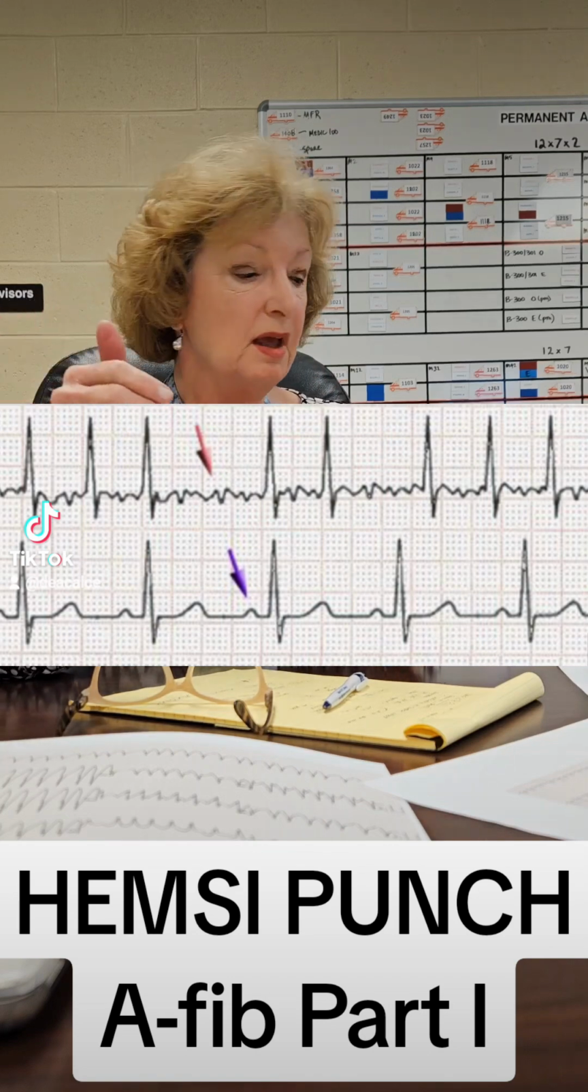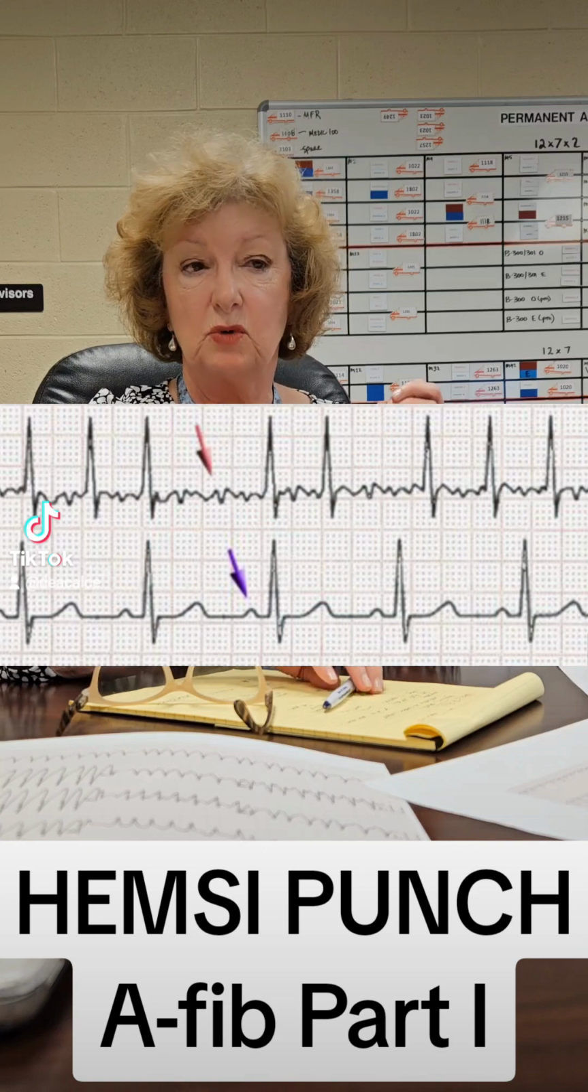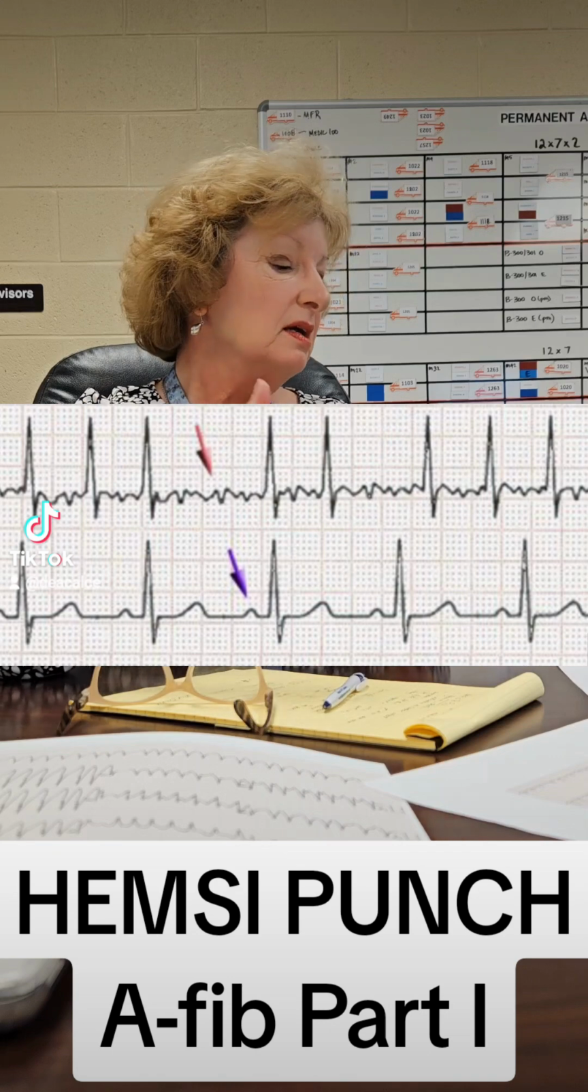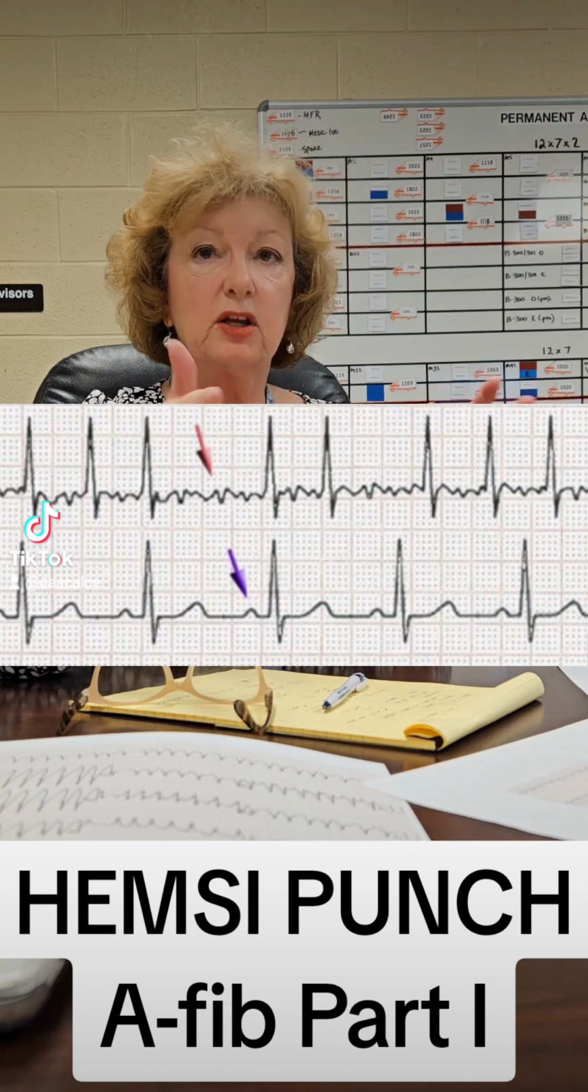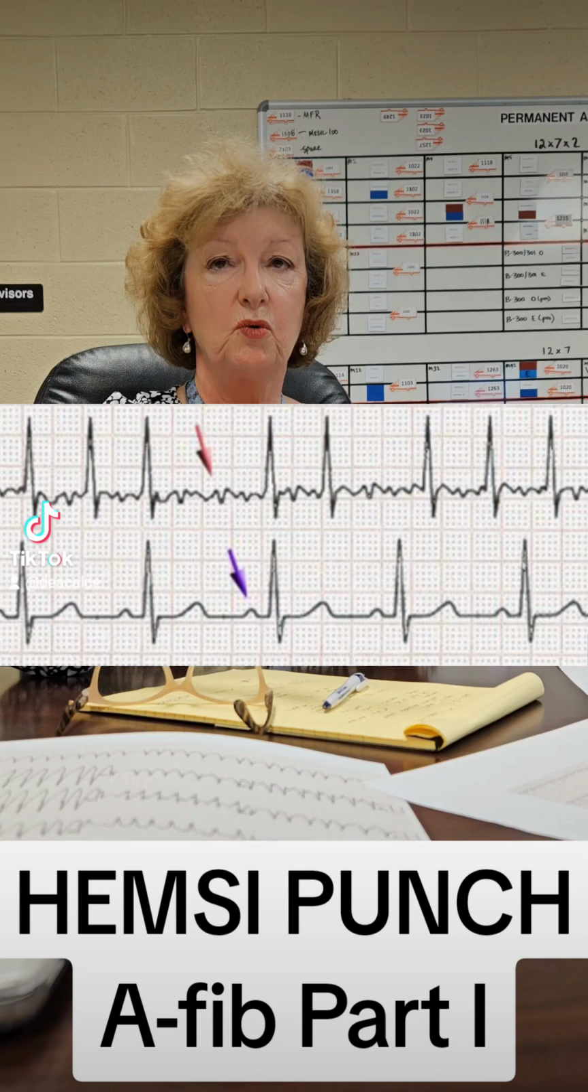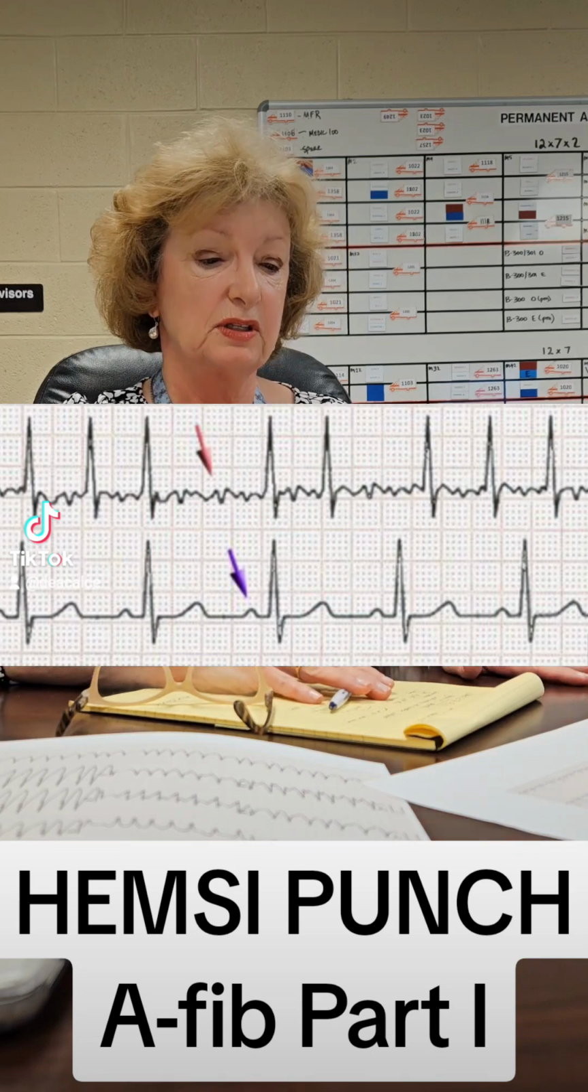QRS rhythm. The P is normally your atrial beat. There isn't one. Your QRS is your ventricular beat. So it's irregularly irregular and narrow. In sinus rhythm, you see a P wave before your QRS. So that's the big difference.